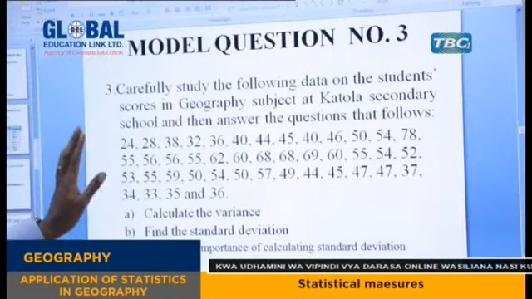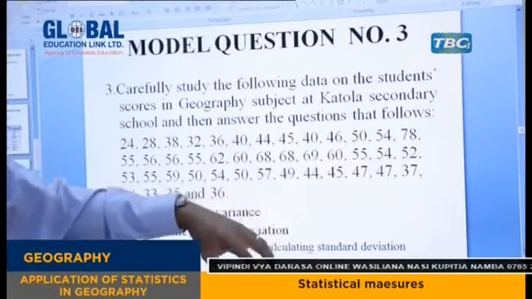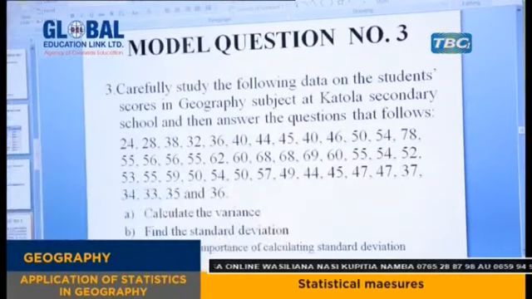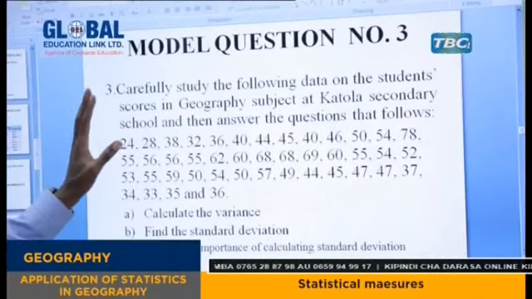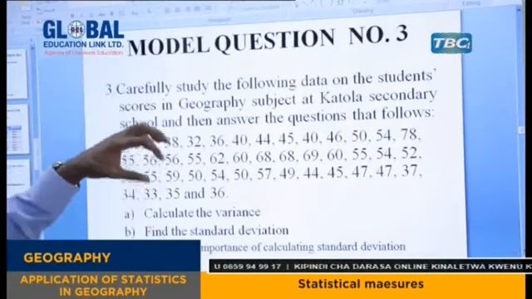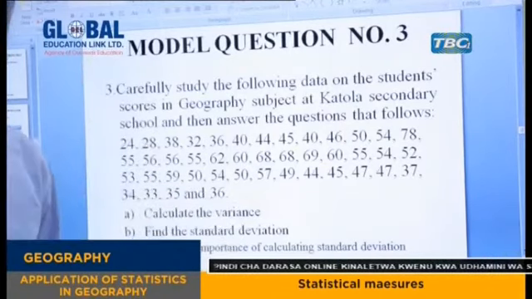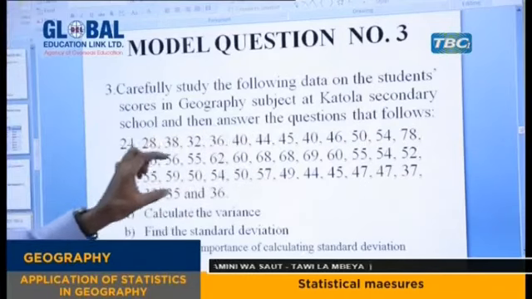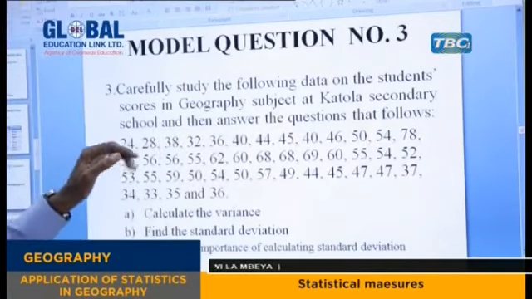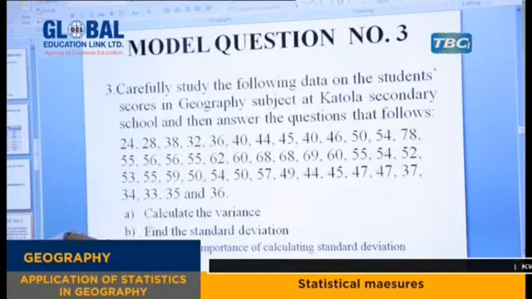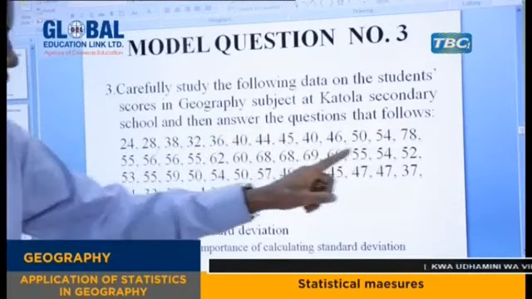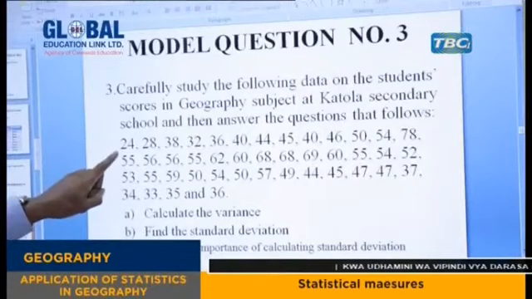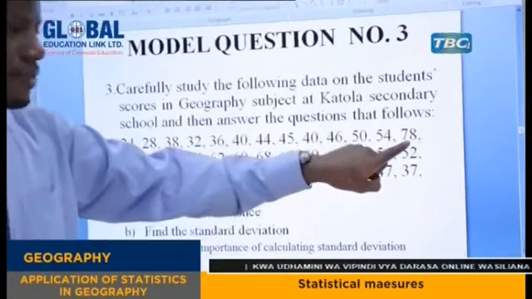But for that particular question, we have been given the data according to the scores in geography, so they are not grouped. And remember, the function of statistics is about summarizing the data. So we have the task of establishing the frequency table so that we can solve that particular question. So before we start solving, we should check the data on how many students scored the lowest score and how many scored the highest score. If you check those data, you'll find that the lowest score is 24, and the highest score is 78.